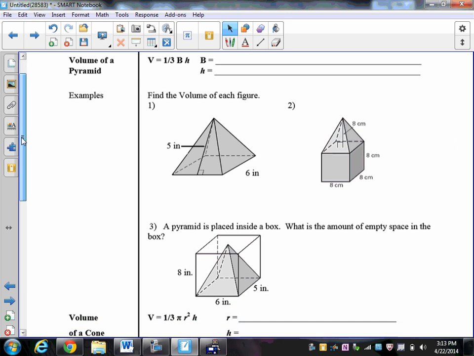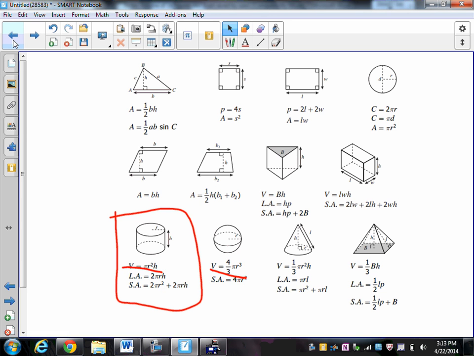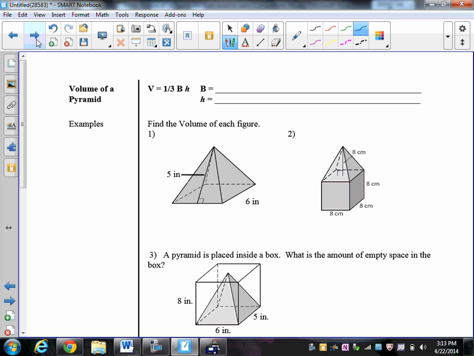So moving on to our second page, we have the volume of a pyramid. So we have 1/3 base times height. We see that the pyramid is in the lower right-hand corner of our formulas, and that's what we have. So B is the area of the base, and H is just the height of the pyramid.